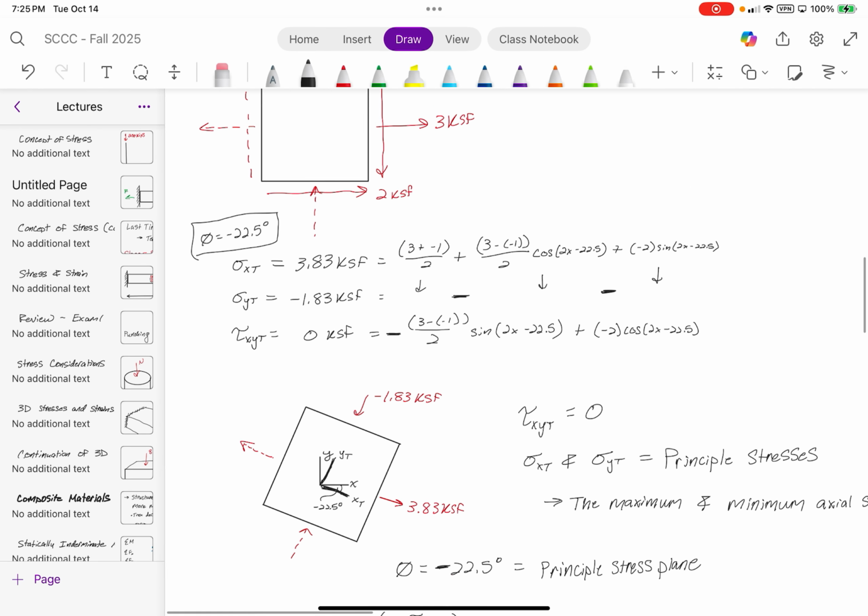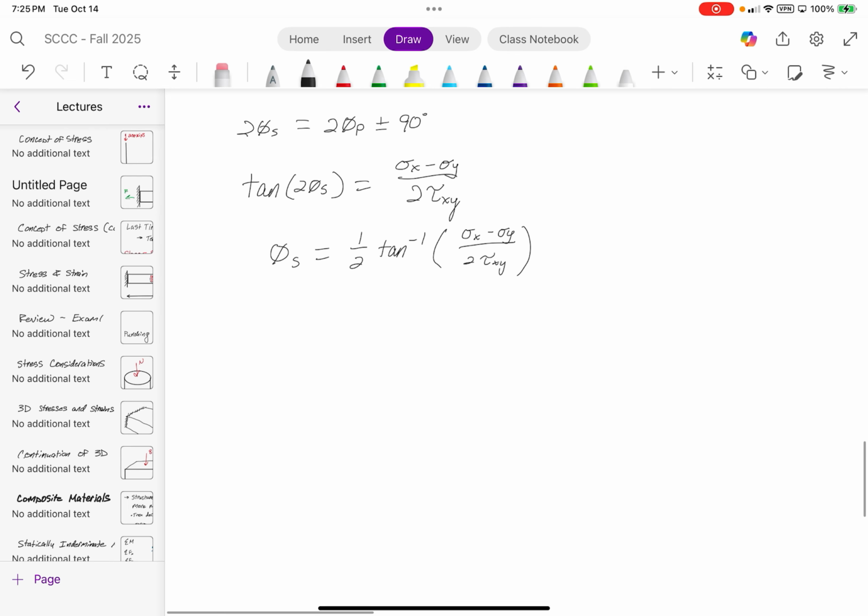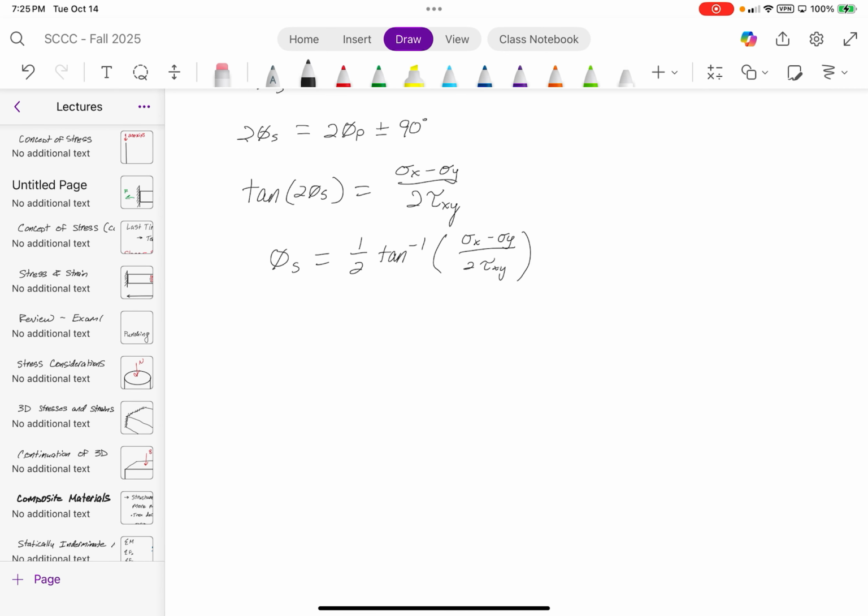So using the problem up above, let's find theta s and then what tau max is going to equal. I'll let you guys do that for a few minutes.